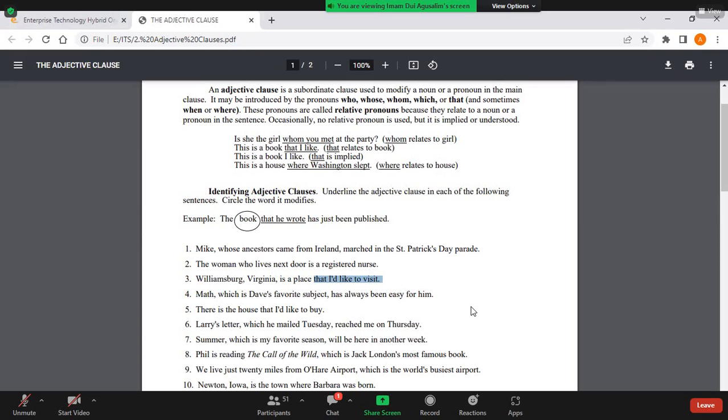Maybe "has always been easy." Oh no, that is the independent clause. That is the predicate of "met" here. So that is the independent clause. Now the dependent clause or adjective clause is "which is Dave's favorite subject." So this one is the adjective clause.